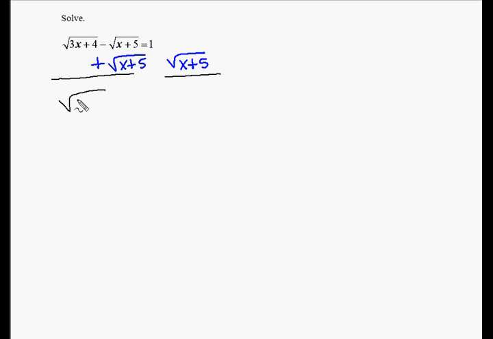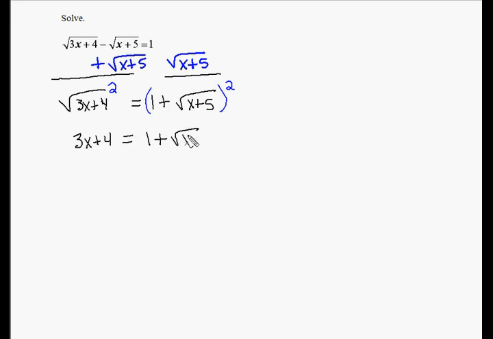We now have the square root of 3x plus 4 is equal to 1 plus the square root of x plus 5. Now that one of the radicals has been isolated, we can square both sides, but on this side we have addition, so when we square it we need parentheses. We'll now have 3x plus 4 is equal to 1 plus the square root of x plus 5, times 1 plus the square root of x plus 5.